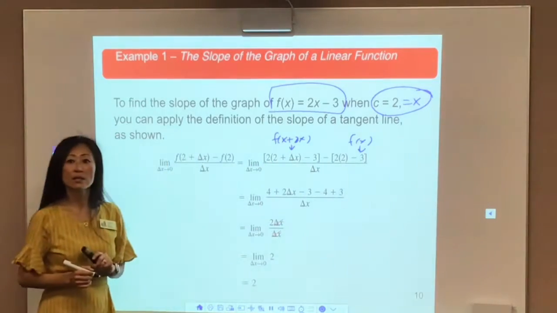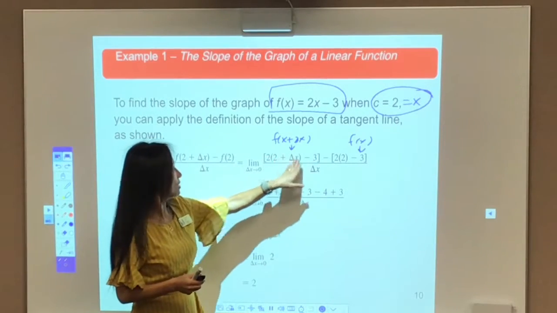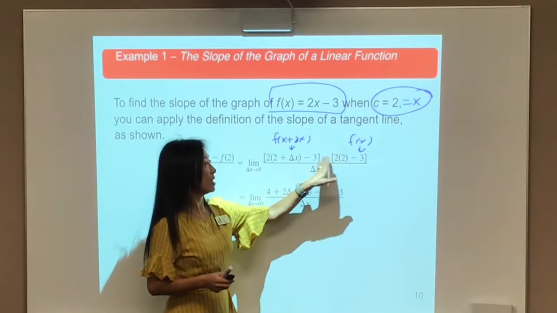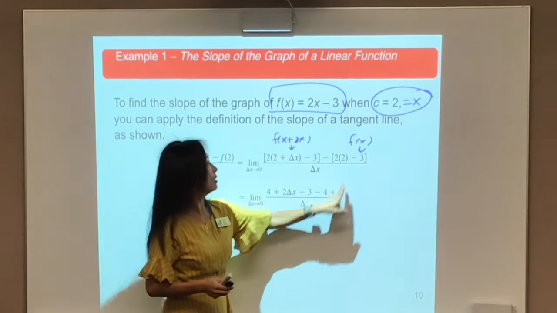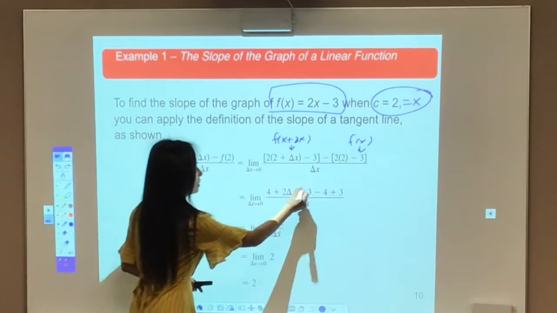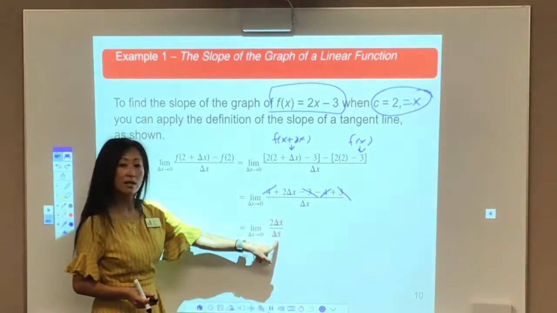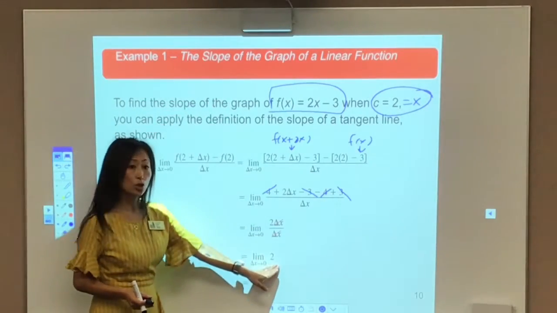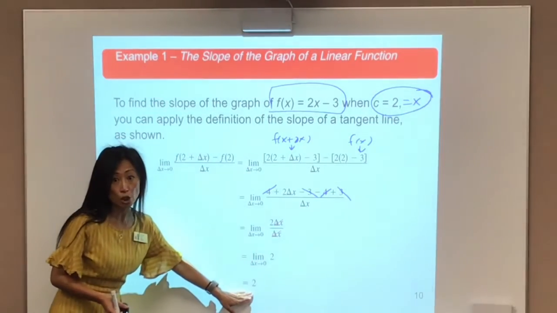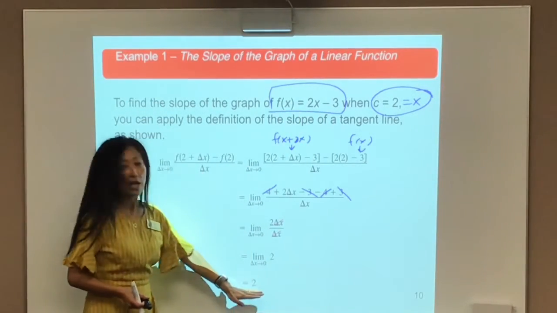Is everybody with me? So I just plug it in. 2 times 2 is 4, 2 times this is 2 times delta x, just a minus 3. And 2 times 2 is 4, and then you have a negative in the front, negative 4. So negative 3 and a negative sign makes positive 3. And you can just simply cancel them out. So you only have 2 delta x divided by delta x. They cancel out, you have 2. So when delta x goes to 0, you still equal 2. So the slope at x equal to 2 of this line is equal to 2.